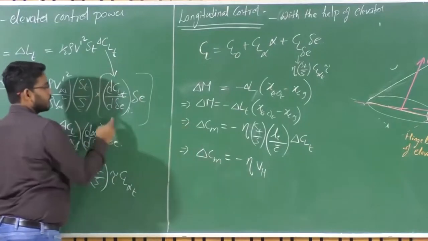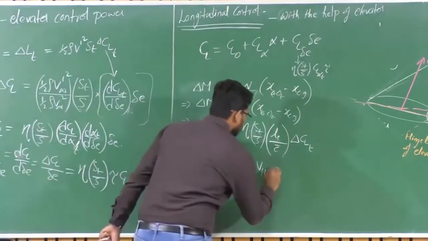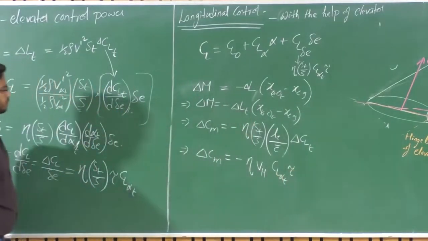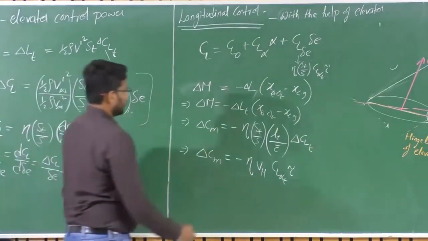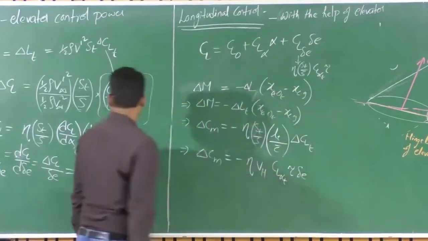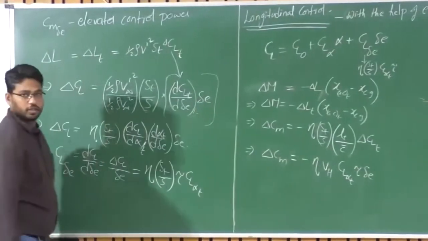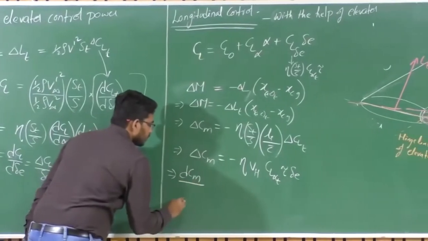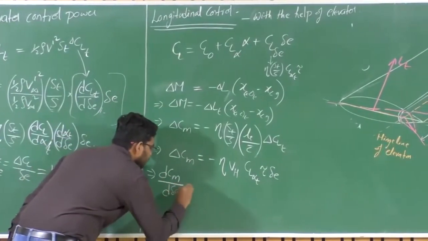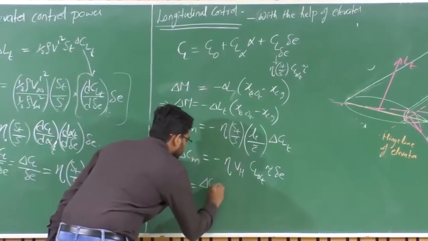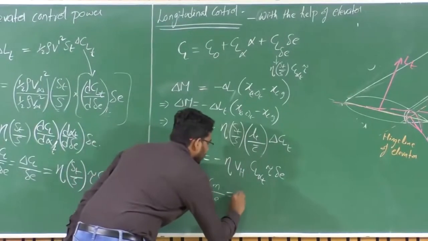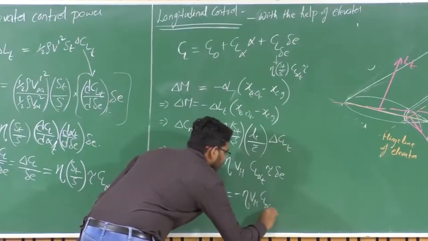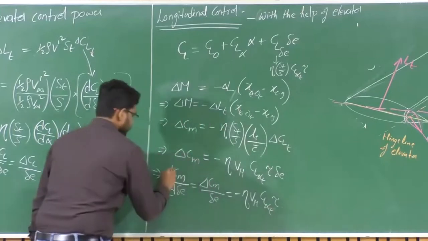So, you can simply substitute it there. Right? So, this is nothing but CL alpha of tail times eta times delta E. So, the total change in pitching moment coefficient of the aircraft due to delta E deflection is equal to minus eta VH CL alpha of tail times tail effectiveness parameter.